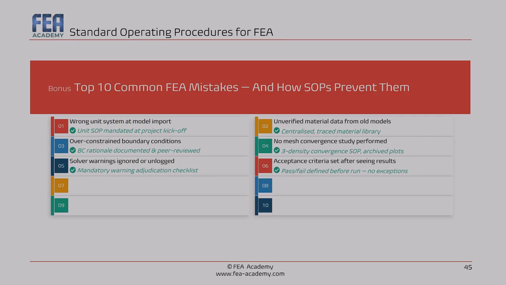Another error is acceptance criteria set after seeing results. This is the most intellectually honest mistake on this list. It doesn't feel like a mistake. The fix is to enforce the sequence: criteria documented and approved in the analysis plan before the run.